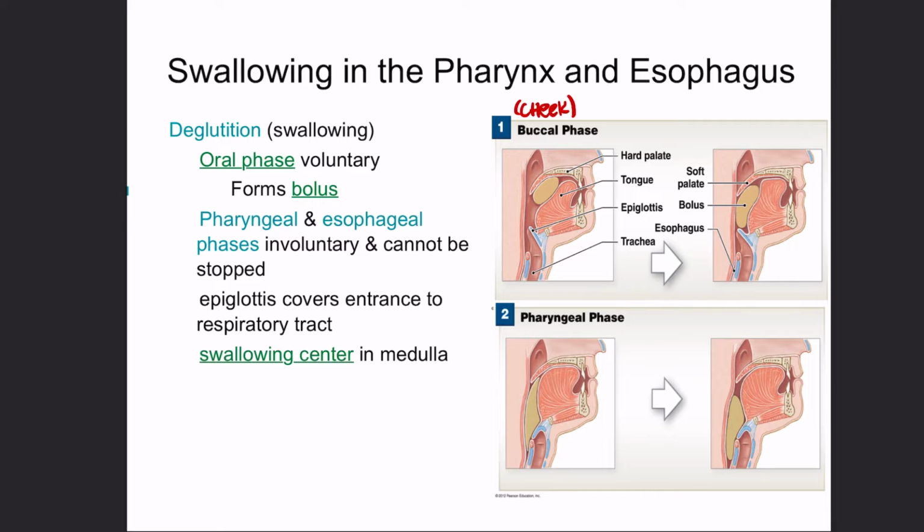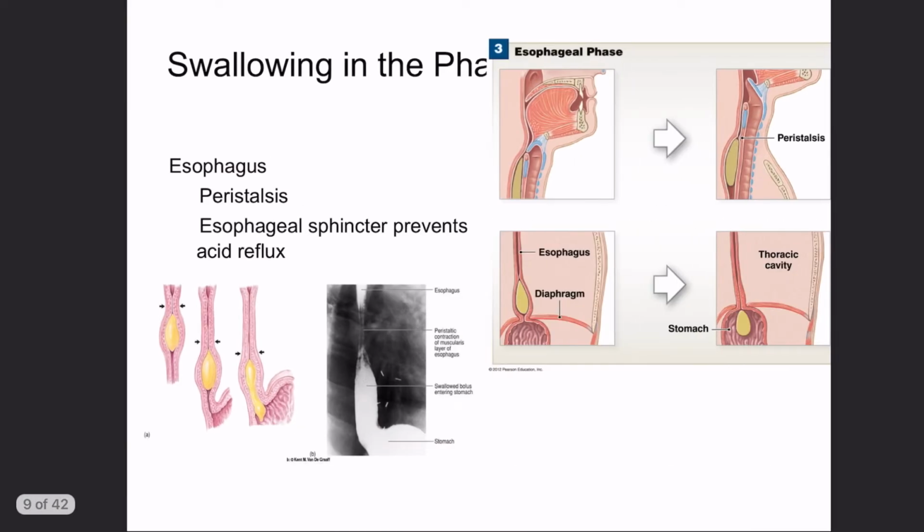stopped. And one thing to notice here is that the epiglottis, which is just a tab of hyaline cartilage, is flapping over our trachea and covering up our respiratory tract so that food won't go in there. The act of swallowing is called deglutition. So here it shows it moving down past the epiglottis, and now it's in the esophagus.